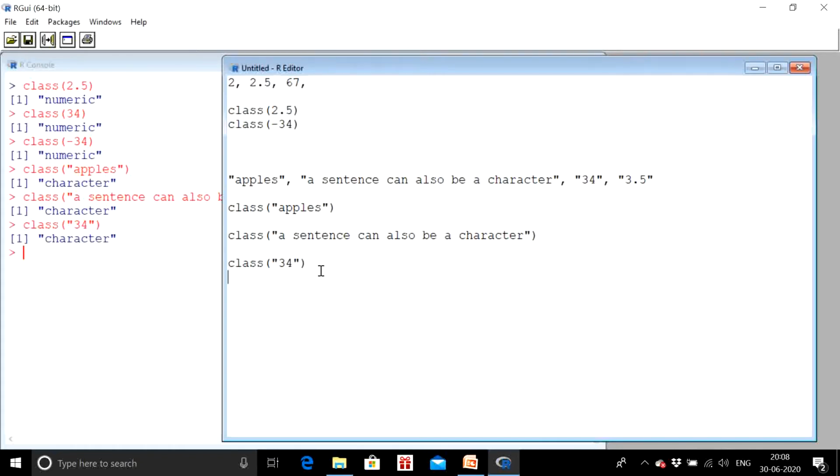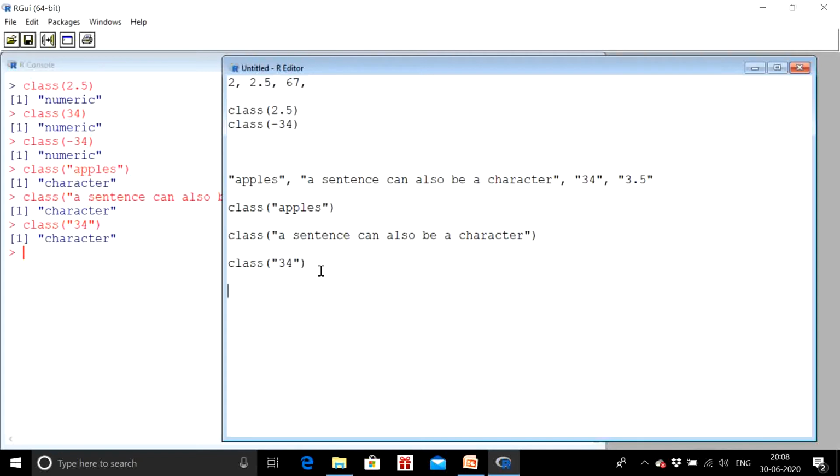So guys, this was it. Now we are going to talk about how to convert numeric into character or character into numeric, and we are going to show you a very special case of what happens when you try to convert a character data type into a numeric data type. So let us tell you about the conversion.